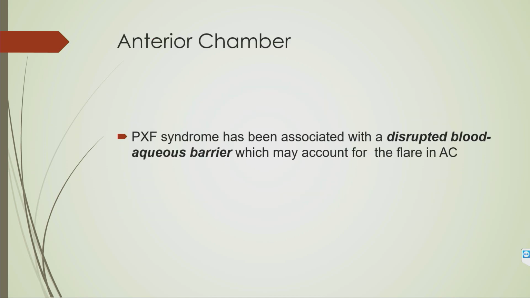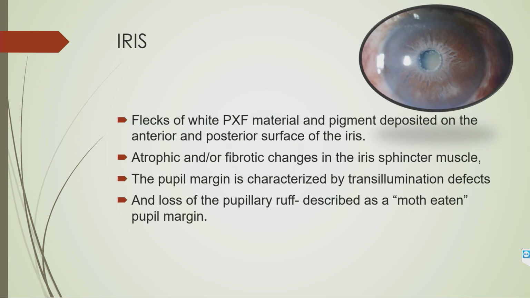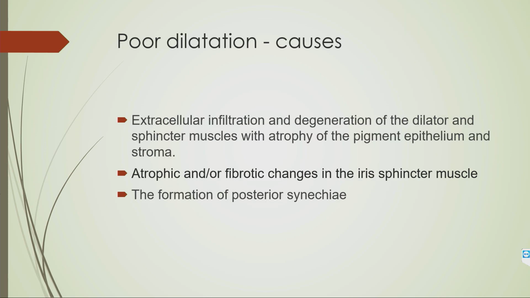And there is a disrupted blood aqueous barrier which leads to flare in the AC. After dilatation, you can see flare in the AC, and after cataract surgery also there is an exaggerated inflammatory response. The iris shows flecks of PXF material and pigment deposited on the anterior and the posterior surface of the iris, and there will be atrophic and fibrotic changes in the sphincter muscle. And the poor dilatation in PXF is caused by the atrophic and the fibrotic changes, and also the degeneration of dilator and sphincter muscles.